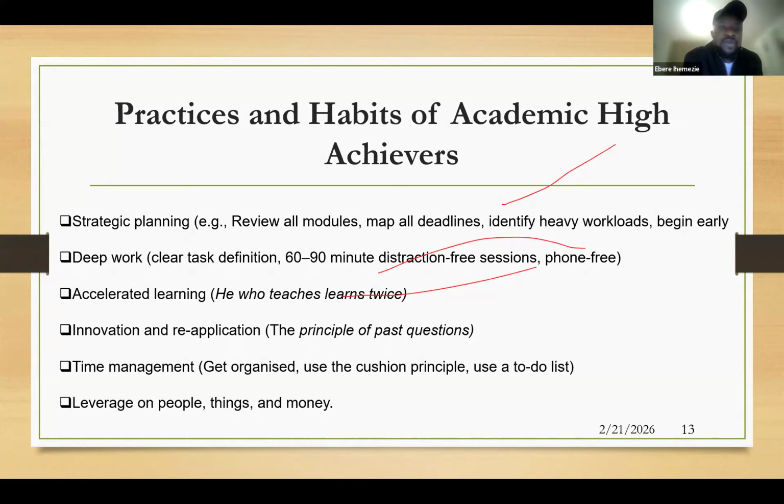Okay, so I will run through some of these habits. And one of the things I'm promising also is that this is a series. So this is an introductory session on academic reading.